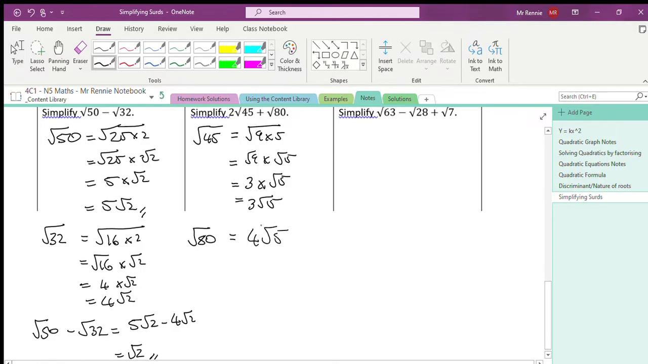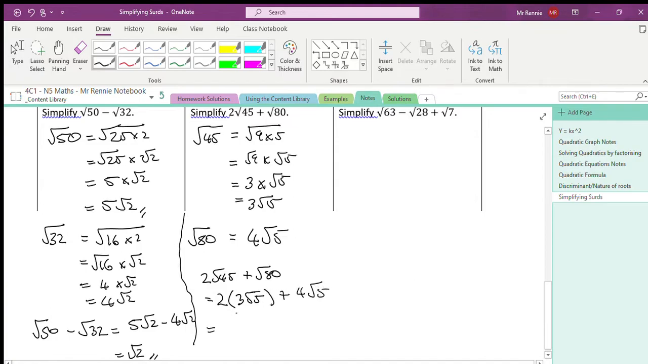So what this question was, it was 2 lots of root 45 plus the answer to root 80. Now I'm just going to draw this line here so that I'm not interfering with the work from the left hand side. So 2 lots of root 45, well my answer for root 45 was 3 root 5, so that's going to be 2 lots of 3 root 5, plus the answer to root 80, which was 4 root 5.